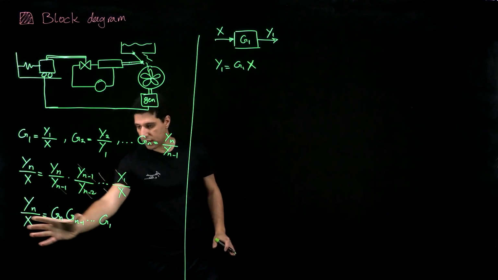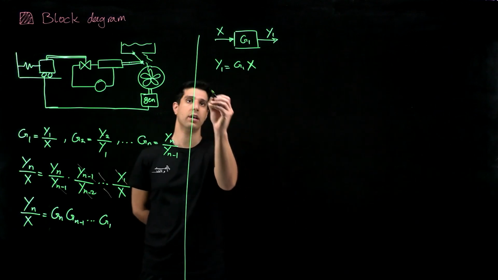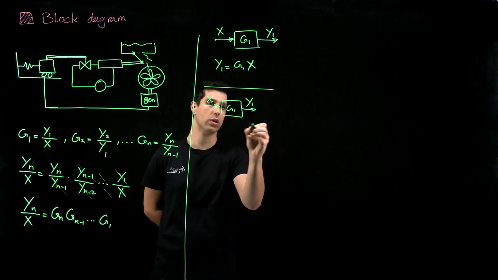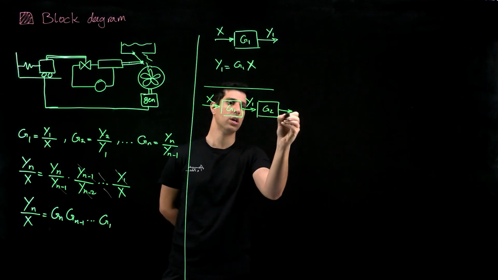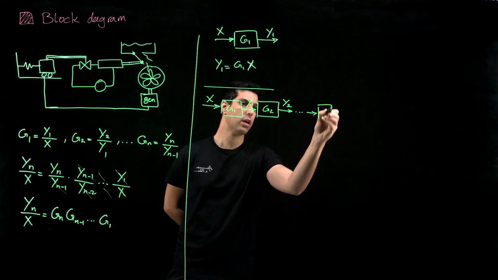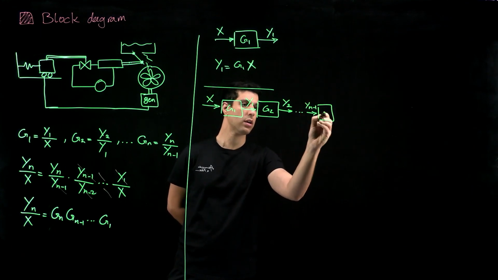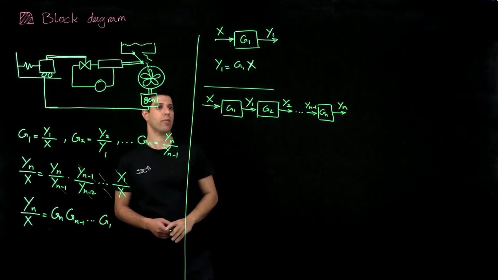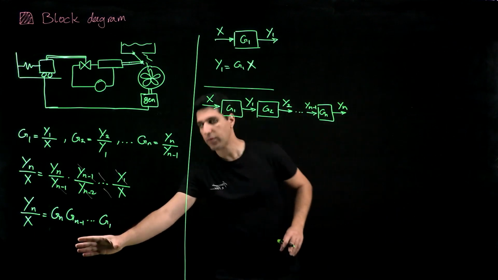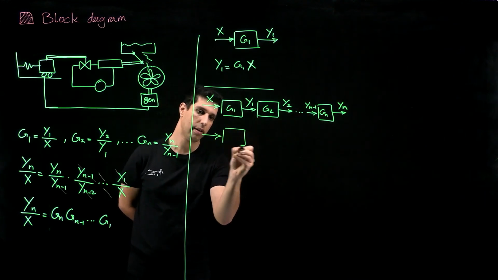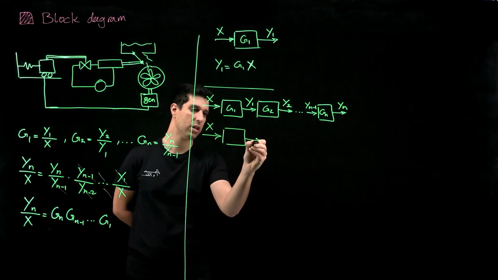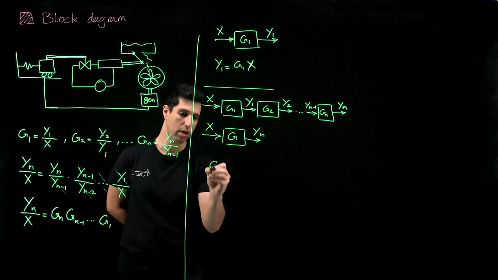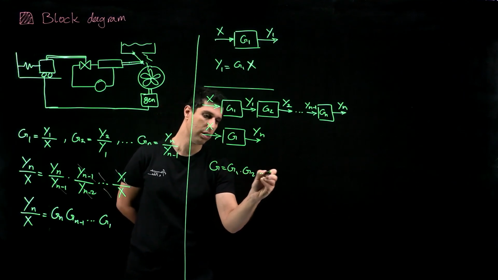And if I want to represent this concept, a cascade of inputs, I can do this. X goes in through G1, gives me Y1. Y1 goes to G2, gives me Y2. And all the way, Yn minus 1 goes to Gn, gives me Yn. So this is the graphical representation of the same thing. What it means is I can simplify that as x goes in, Yn comes out, and they all multiply together. So this G is G1 times G2 to Gn.